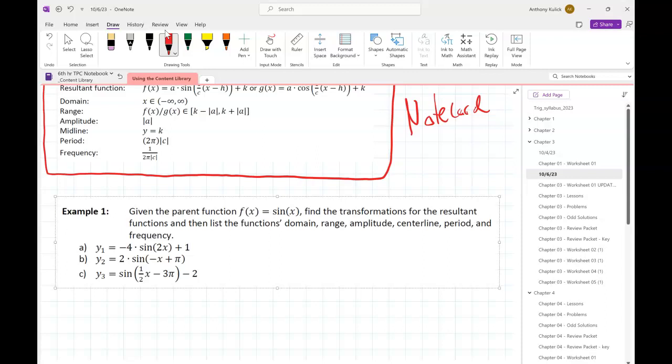All right. So let's do a couple of examples. This example asks us to do a whole boatload of stuff. It says, given the parent function f of x equals sine x, find the transformation for the resultant function, and then list the function's domain, range, amplitude, center line, period, and frequency. We're not going to do that for all these examples. But to do any of the things listed here, what do I need to know first?